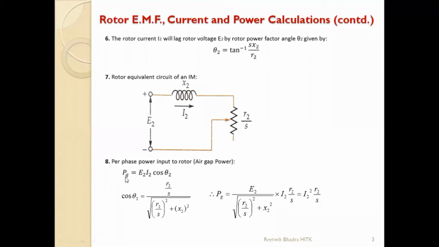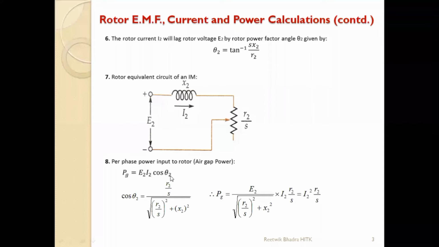Now, this is given by PG. Go after the namings. PG means air gap power. There are many powers associated over here, so please follow the namings. PG. What is the voltage? E2. What is the current? I2. VI cos phi. So E2, I2 cos theta.